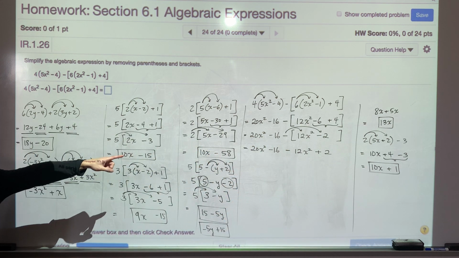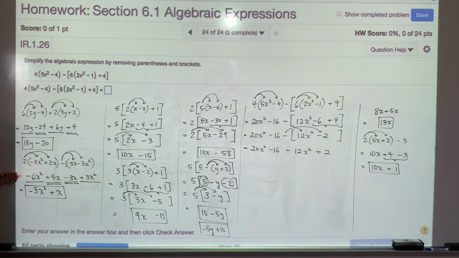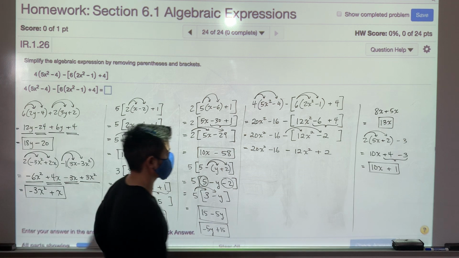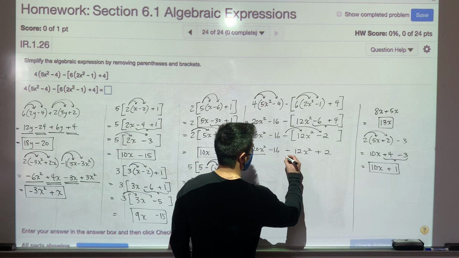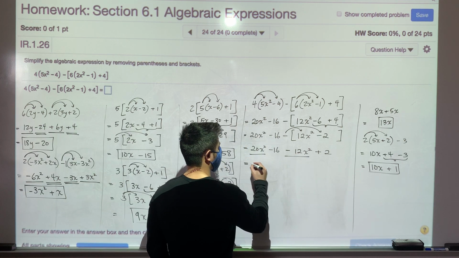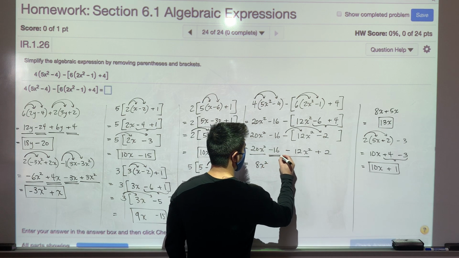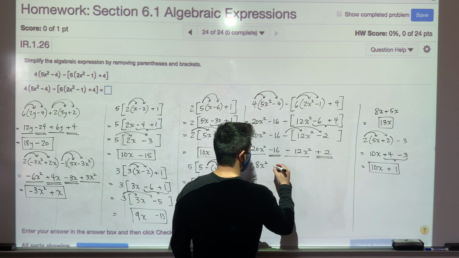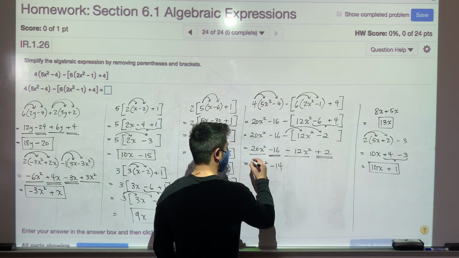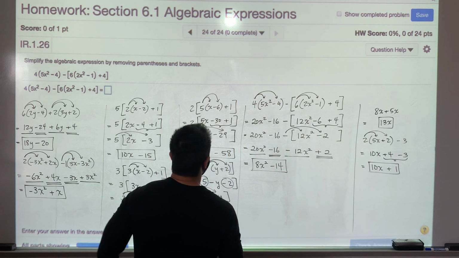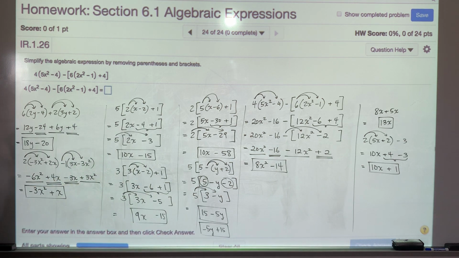And actually, that right there is just like this. It's very much like this problem, combine like terms. 20x squared, negative 12x squared is going to be 8x squared. Negative 16, positive 2 is negative 14, and I'm done. Make sense? Questions about that at all?